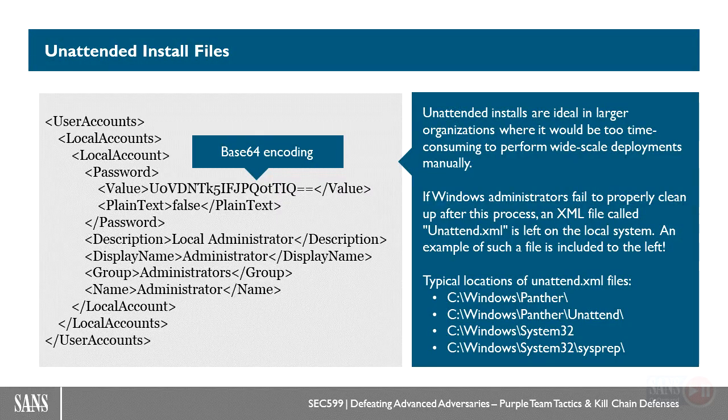Unattended install files. So these are unattended files, very classic. It's old school stuff, but sometimes happens. You could have something like this. For example, an unattended.xml file left over on the local system in one of the following locations. Base64 is, of course, encoding, which means it can very easily be decoded. So you might have a local admin account with a password sitting there waiting to be pwned, right? So that's another one of those things you want to check.